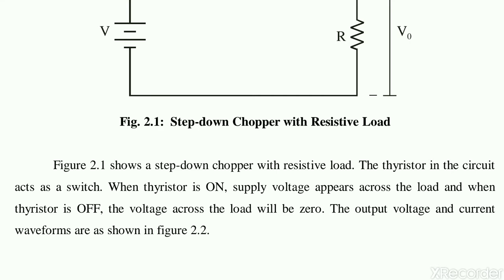So the above figure shows a step down chopper with resistive load. The thyristor in the circuit acts as a switch, that means it will turn on and turn off for some time. When this thyristor is on, the supply voltage appears across the load, and when the thyristor is off, the voltage across the load will be 0. The output voltage and current waveforms are shown in the figure below.